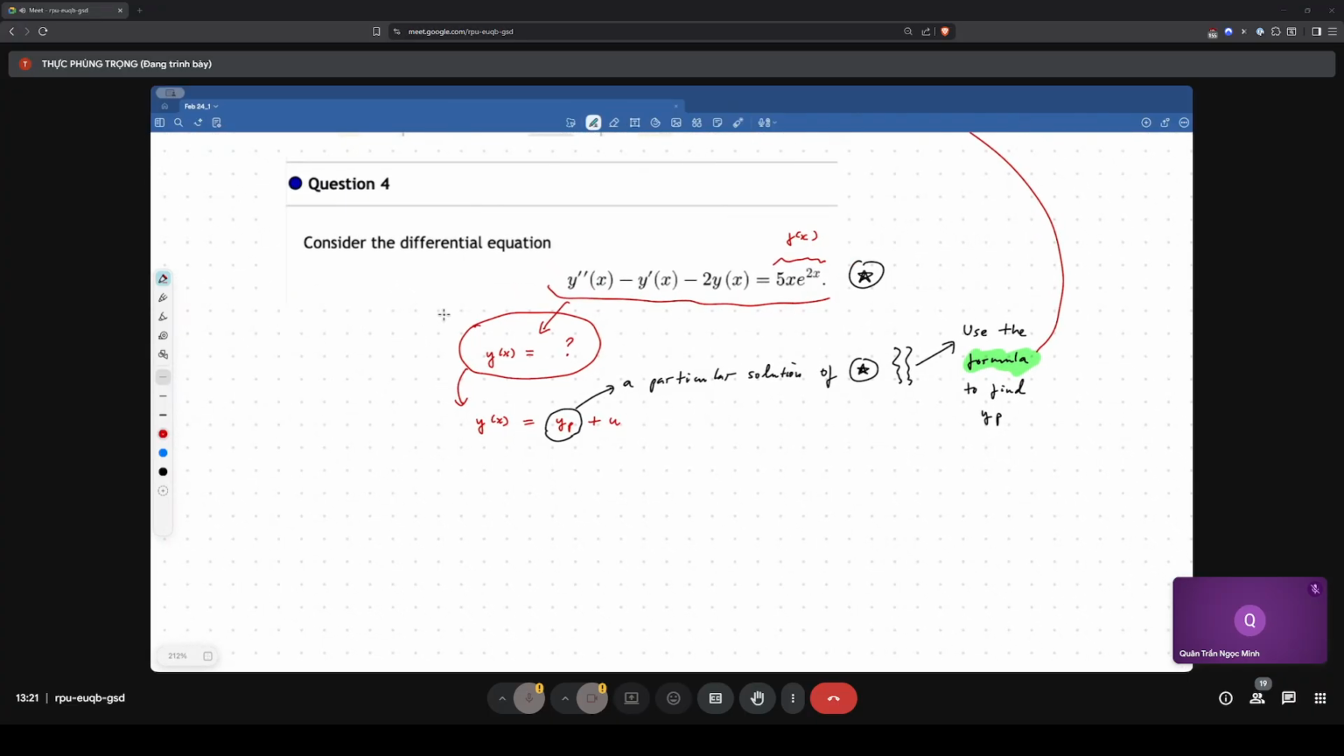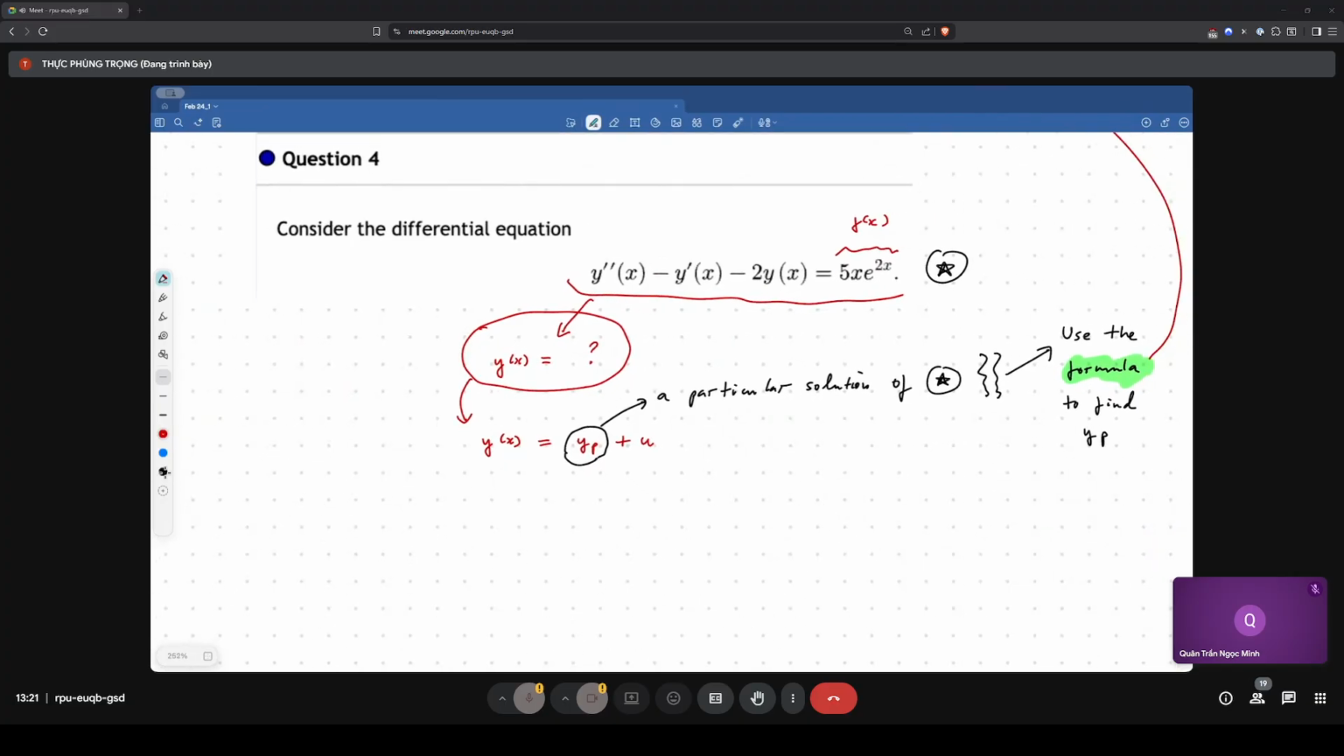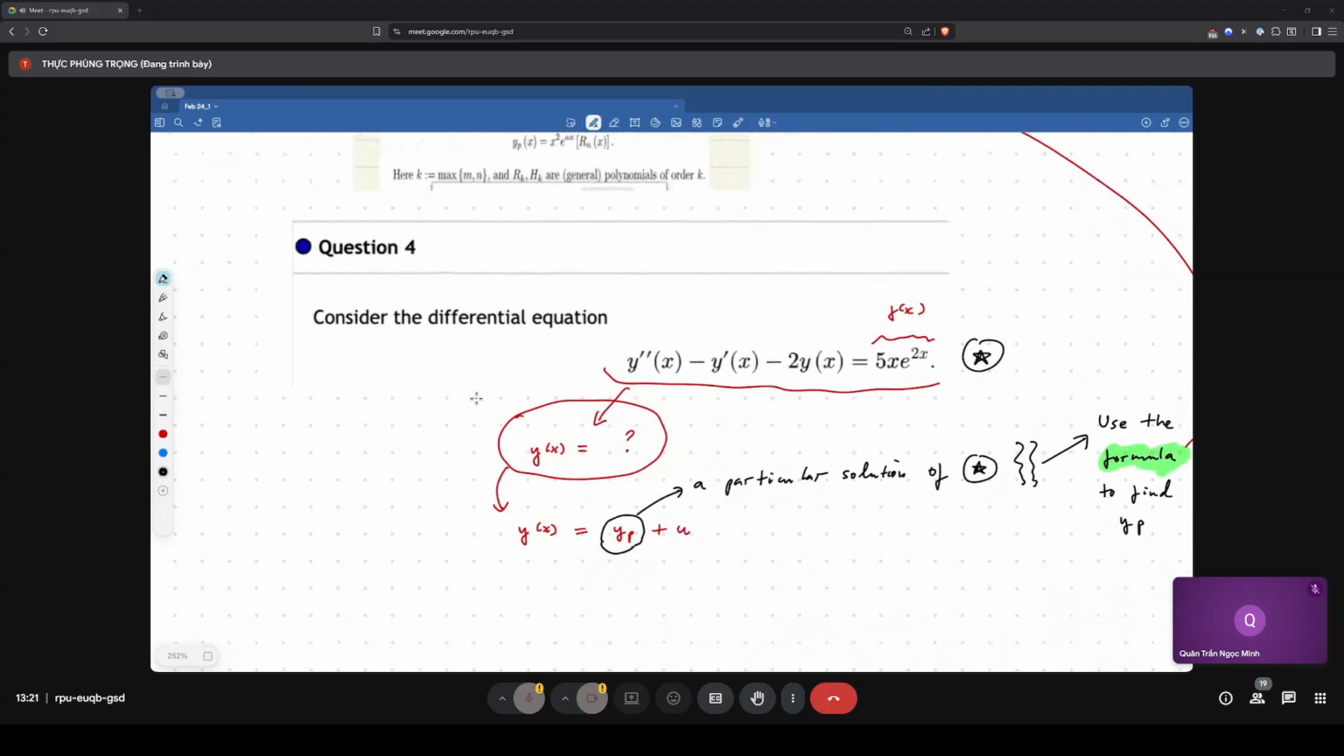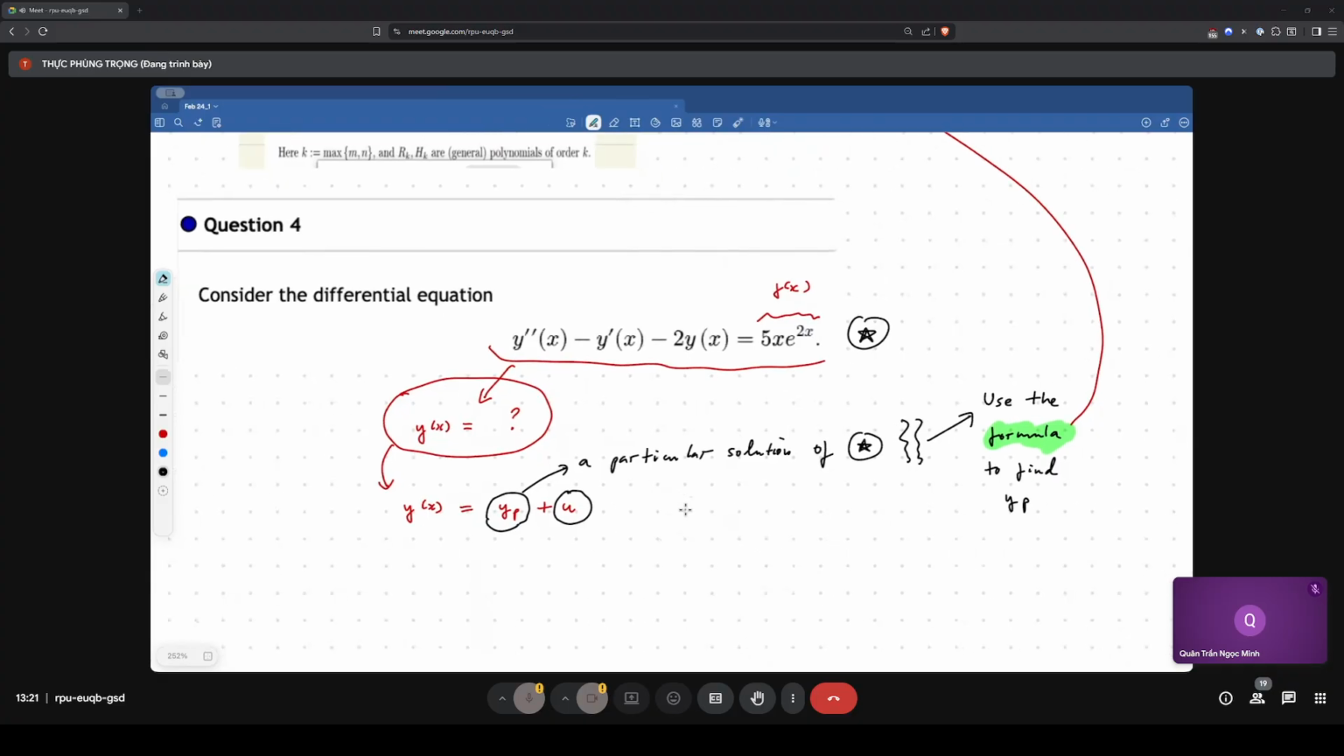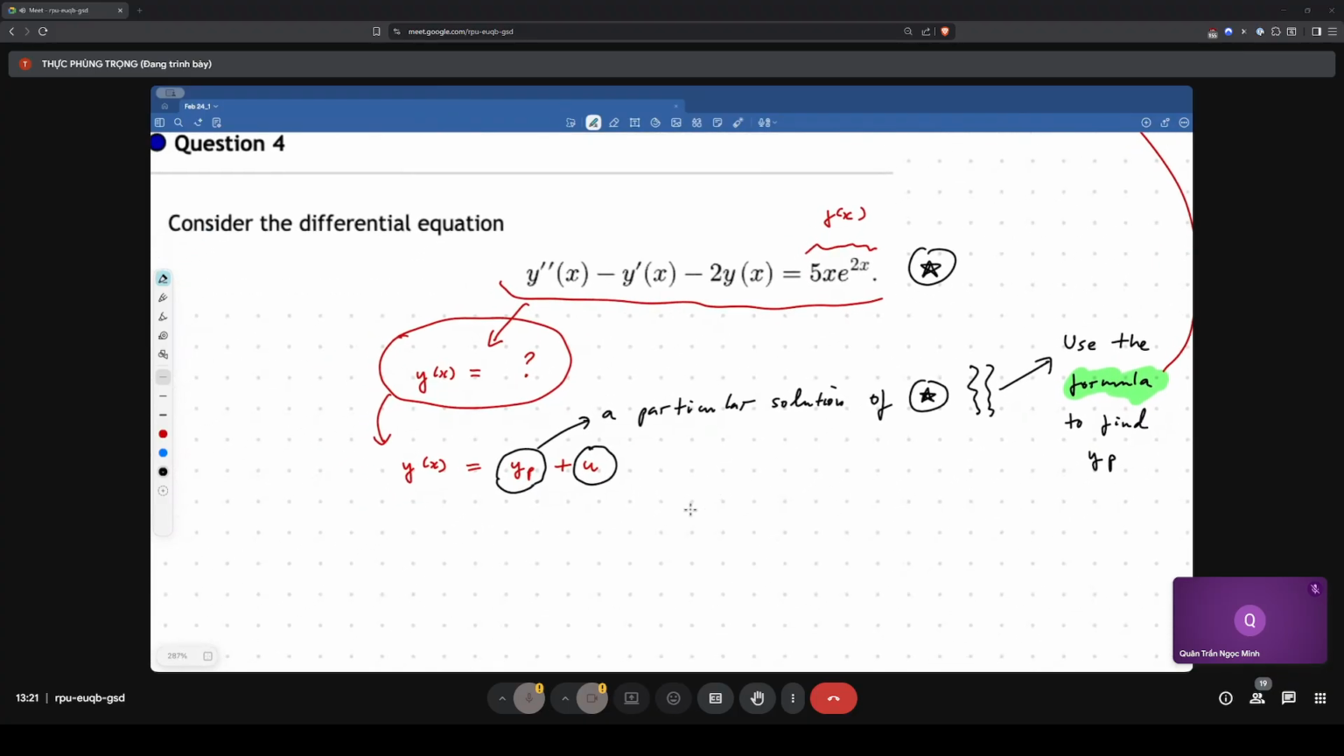But let's see what we have for u. U right here is just from the following equation. When you have 0 for the right-hand side, so u is from the corresponding homogeneous equation, and then you can see, you can easily find u, right? So this is just from the formula we have.